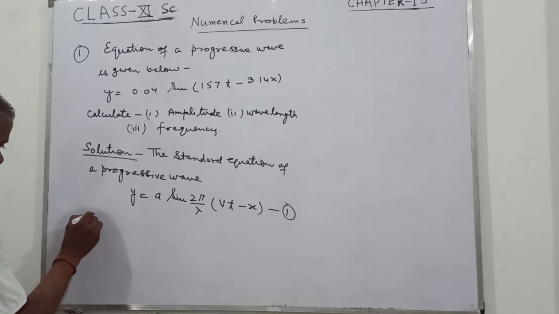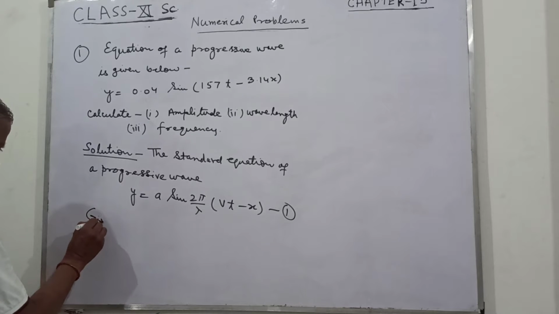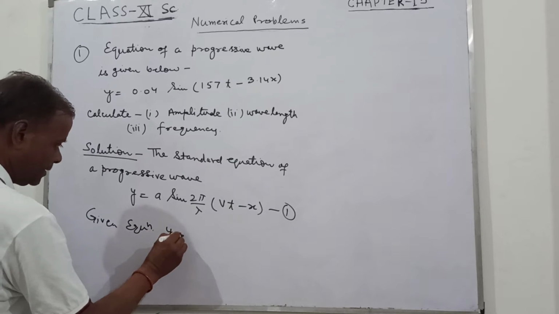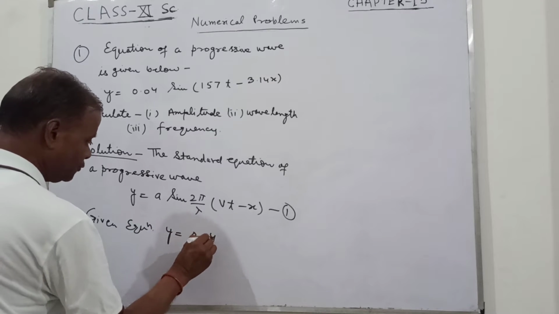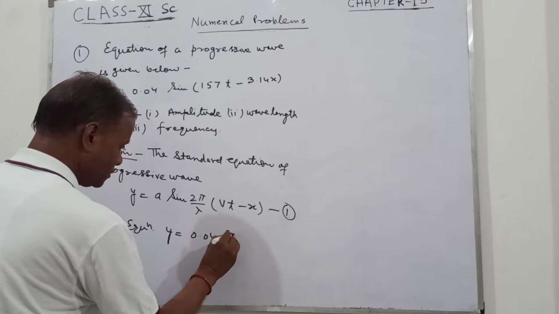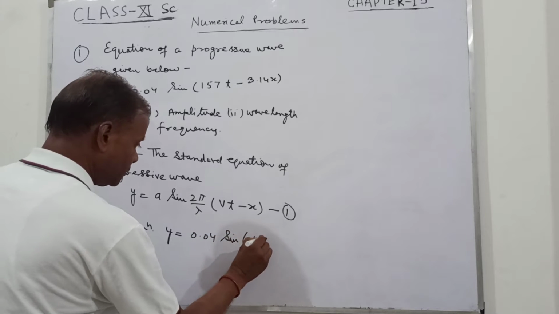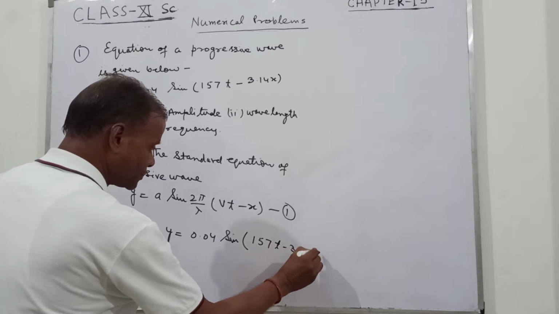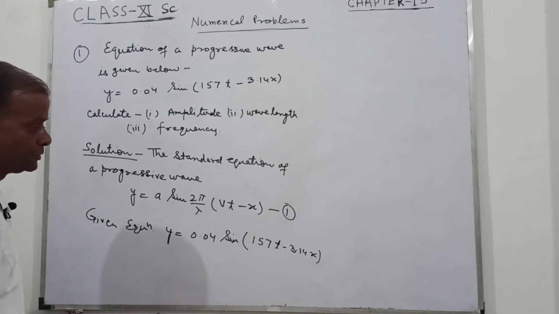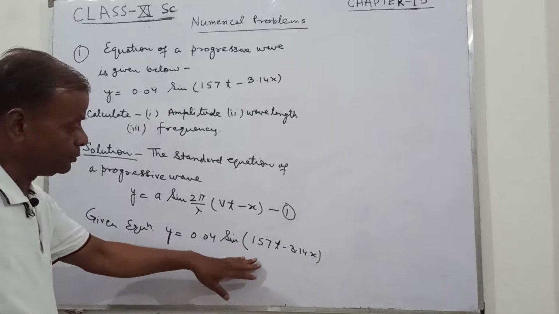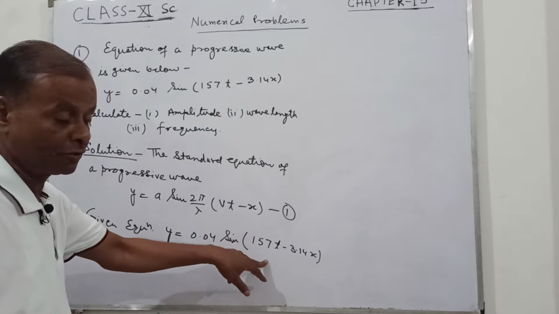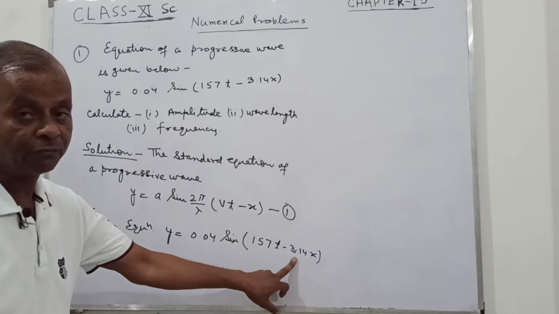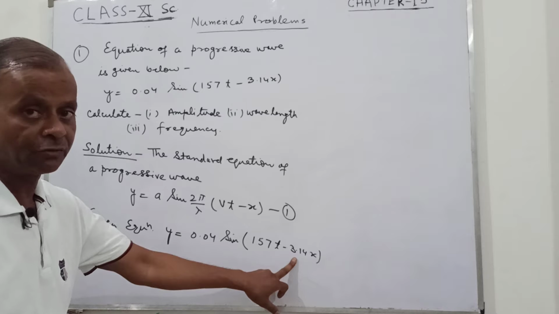The given equation is y equal to 0.04 sin (157 t minus 3.14 x). Now what we have to do is convert this equation into the standard form. It means that x must be free from 3.14, so we have to take it common.